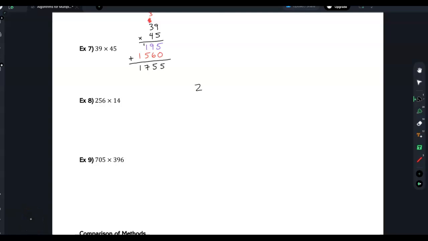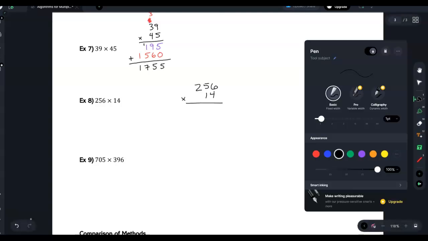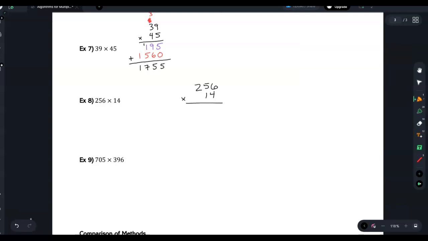For 256 times 14, we would list the longer number, 256, first. And so I'm going to start by multiplying the 4 times every digit in 256. So 4 times 6, 4 times 5, and 4 times 2. 4 times 6 is going to be 24. So I'm going to write a 4 and regroup a 2.